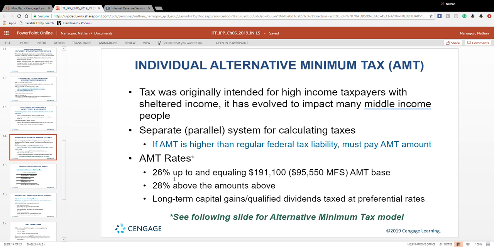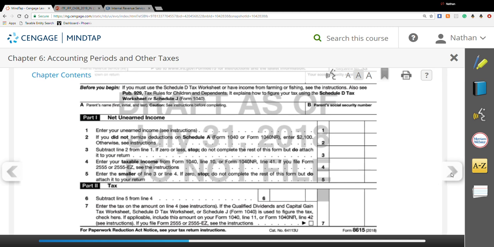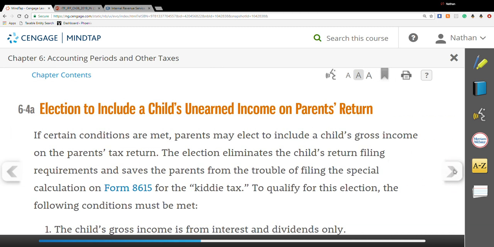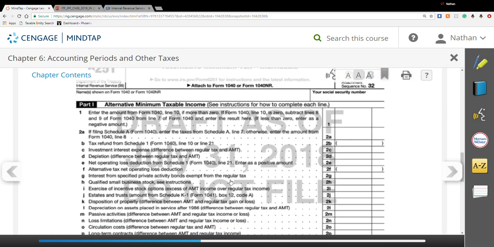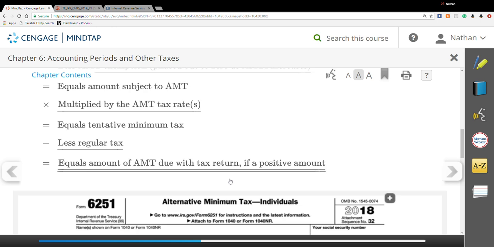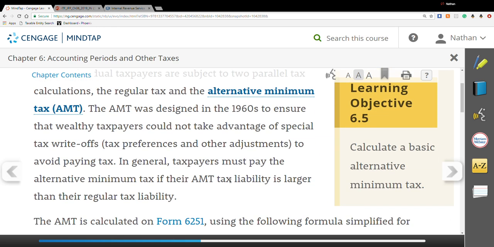Long-term capital gains and qualified dividends are taxed at preferred rates. So that's the rates in itself. Again, the book helps a little bit. I think they really do provide more examples of what's going on. But as you can see, it was designed in the 1960s, so it's not a new tax law here. This was just basically trying to get these wealthy taxpayers to pay.